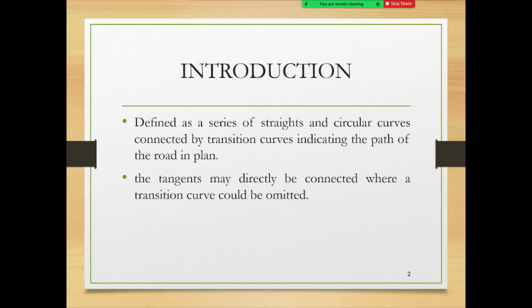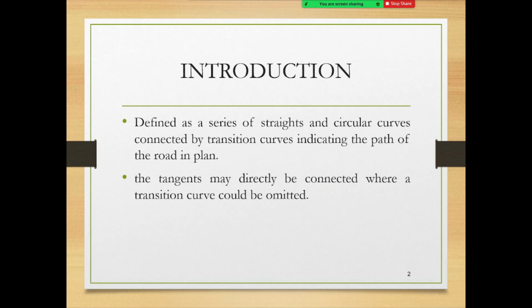So the radius changes. You just think that you have two curves. One curve is, say, 500 meter radius. The other curve is, say, 1000 meter radius. Now you want to connect these two with the transition curve. So what happens is the transition curve changes its radius from 500 to 1000. Okay. So that is what you call a transition curve. So horizontal alignment is basically series of straights and circular curves. And please remember, we don't have transition curves in national highways.